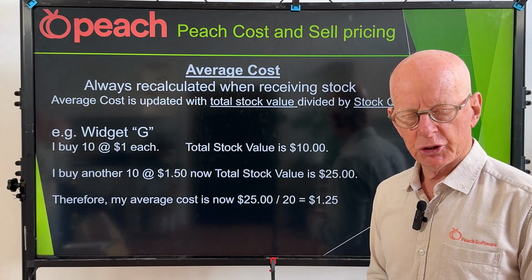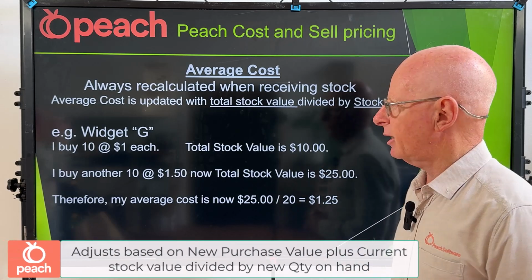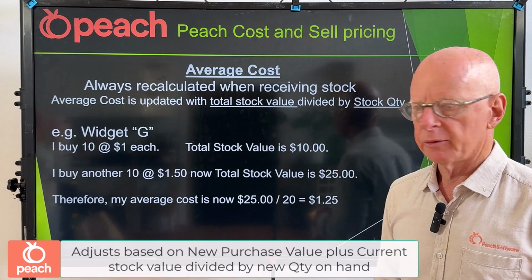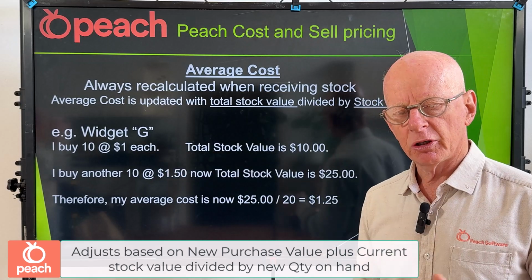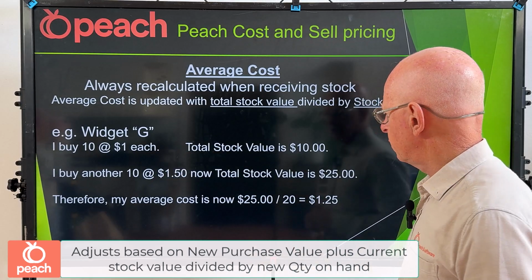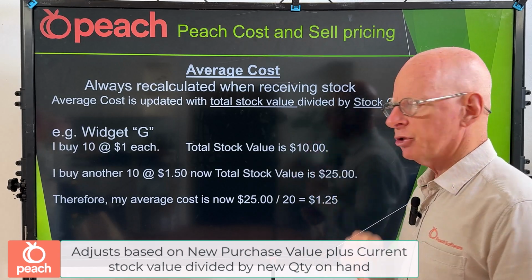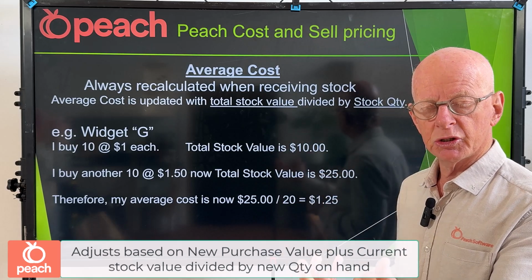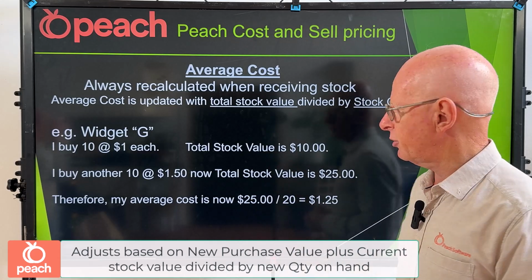Now we get to average cost, and this is where sometimes people get a little confused, but let's clear that up. It's always recalculated when you receive stock. If I bought 10 widgets and I bought them for $1 each, that means I've got 10 in stock. So my total stock value is $10. If I want to work out my average cost at that point, I just say I've got $10 worth of stock, I've got 10 widgets in stock, so $10 divided by 10 is $1 each. That's the average cost.